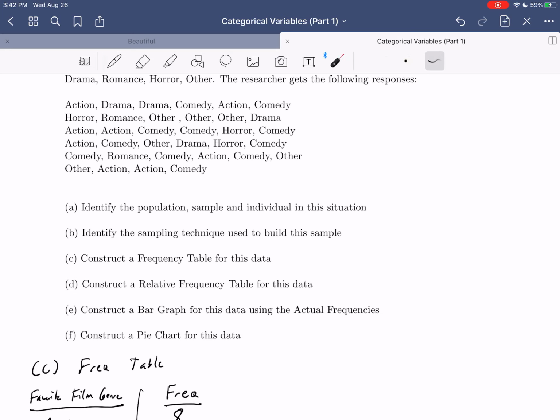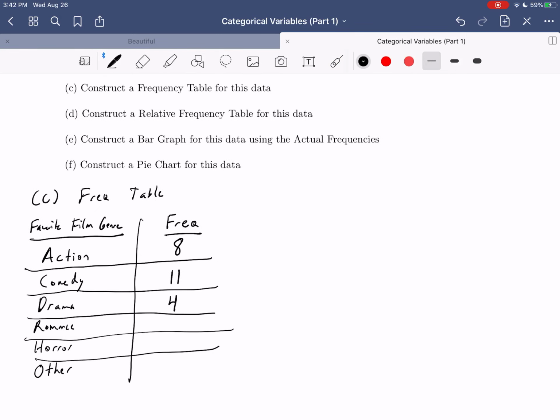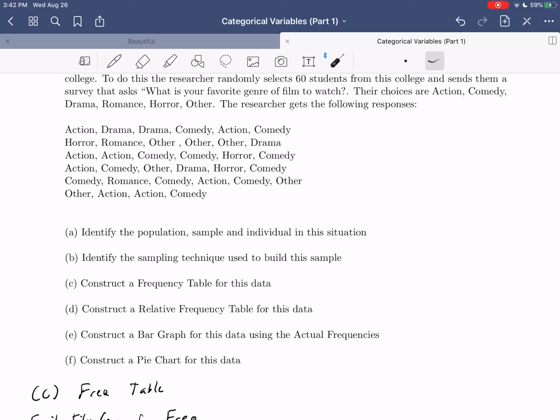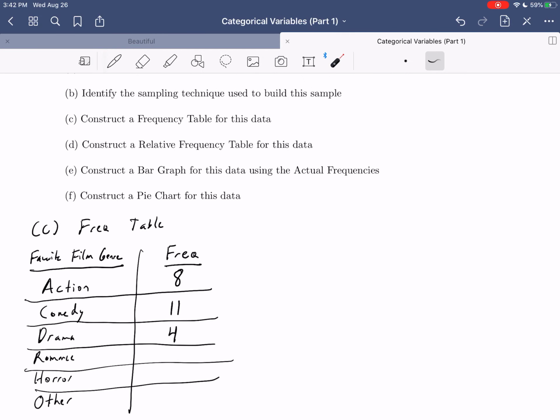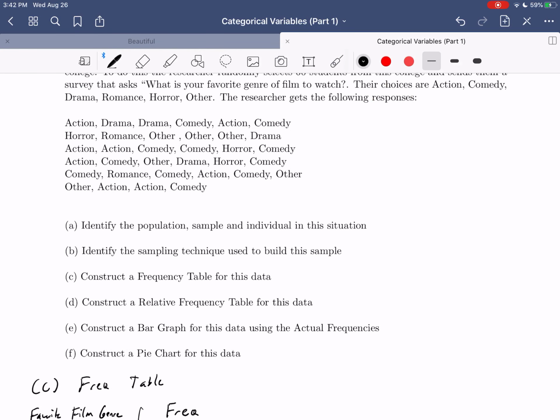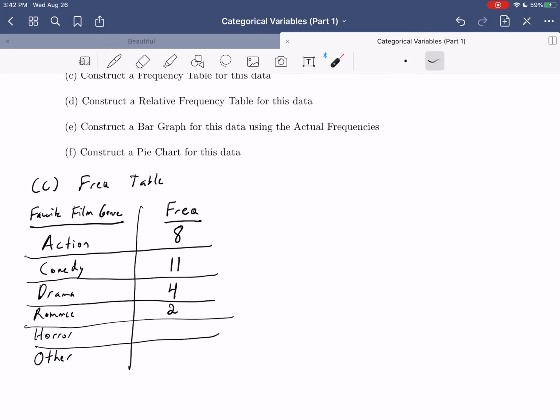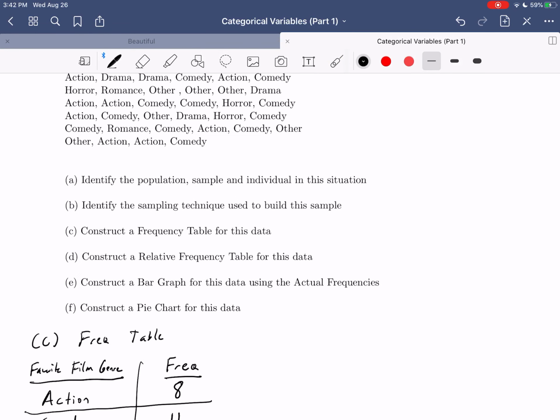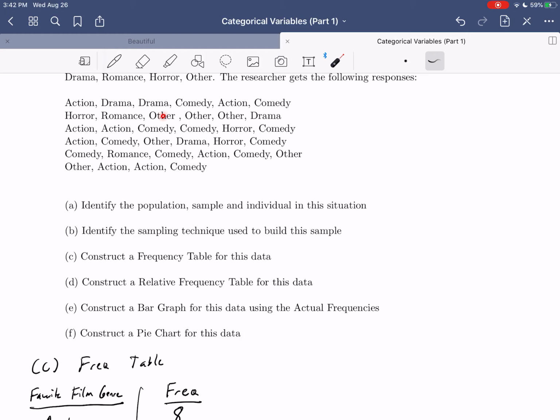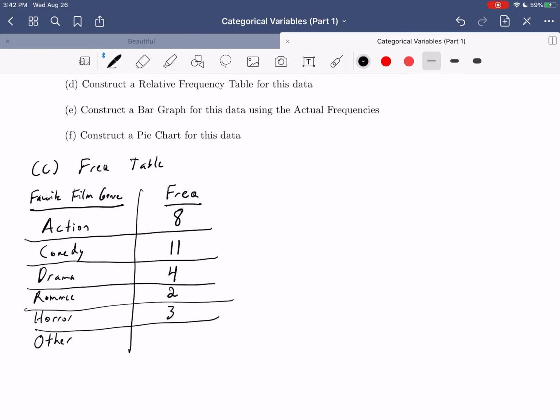For drama, looks like we had 1, 2, 3, 4, and that's it. So only 4 people chose drama. For romance, we had 1, and then 2, and that's it. So 2 for romance. Horror, well, we had 1, 2, 3. So it looks like 3 for horror. And then for other, we can go through and do our final count there. It looks like we've got 1, 2, 3, 4, 5, and 6. So we got 6 there.